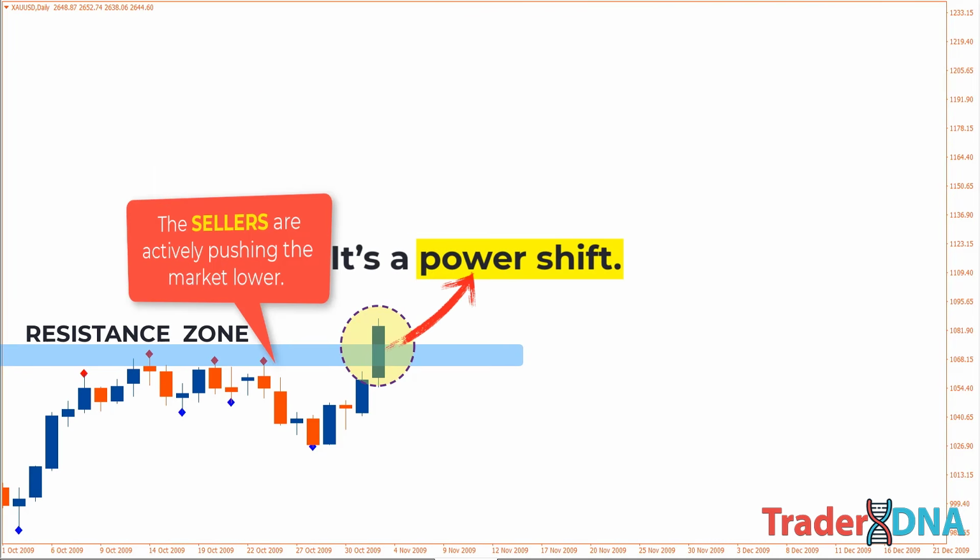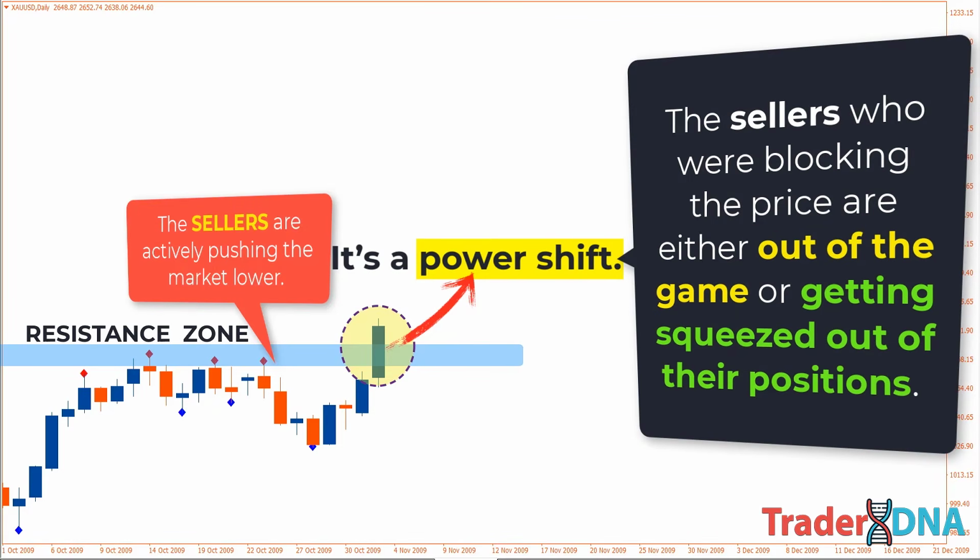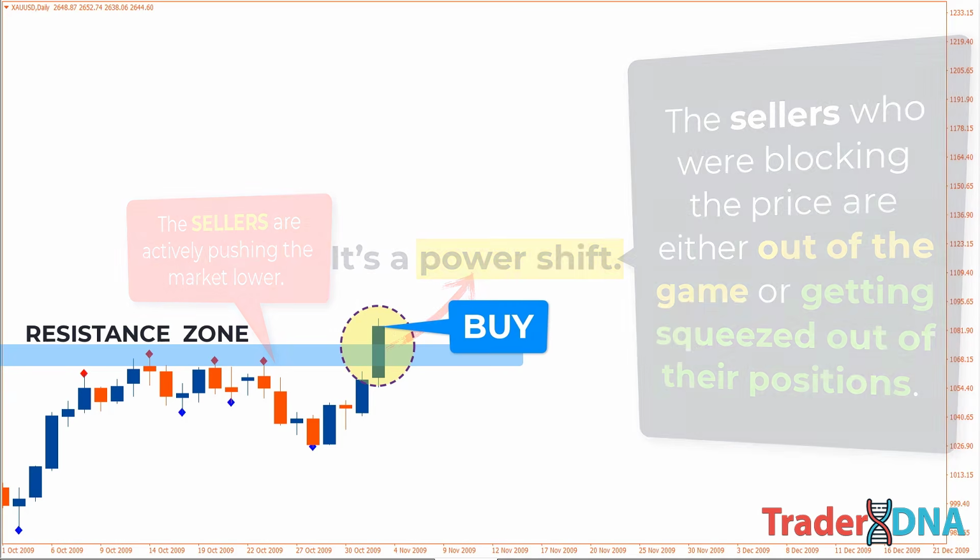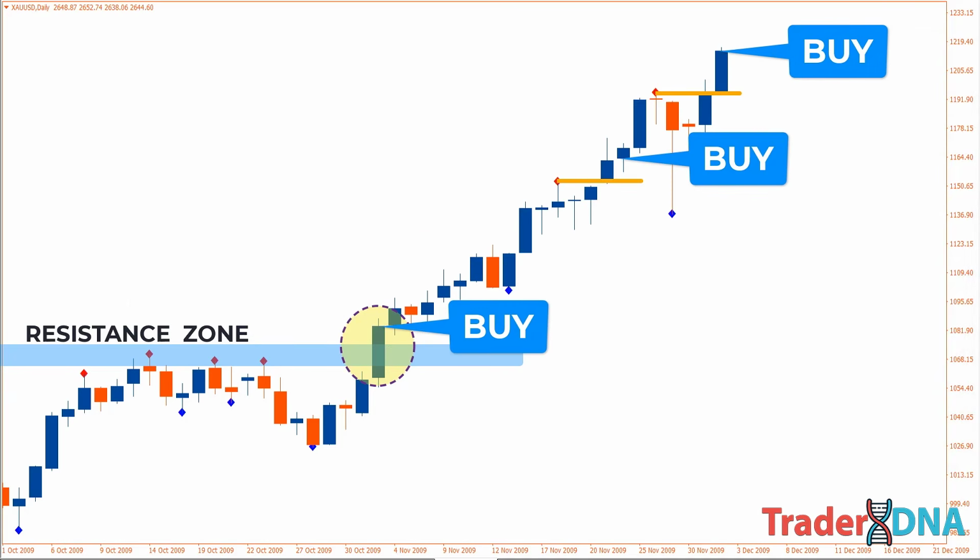It means the sellers who were blocking the price are either out of the game or getting squeezed out of their positions. And that changes everything, because when those sellers are gone, it's like opening the floodgates. Buyers see the breakout and say, let's go, and they start piling in, pushing the price even higher. That momentum feeds on itself. Traders see the breakout, algorithms fire off buy orders, and boom, the price can explode upward. It's not just technical, it's psychological, it's human behavior on full display.